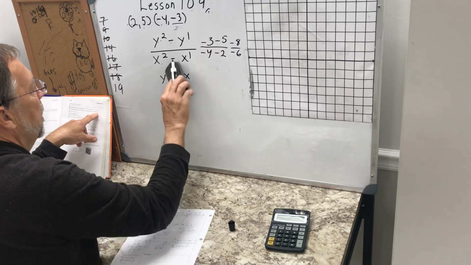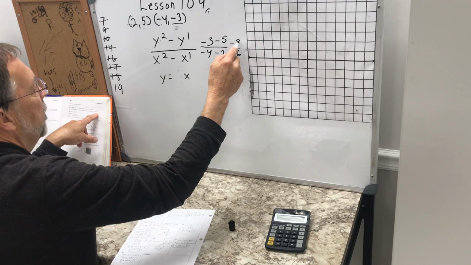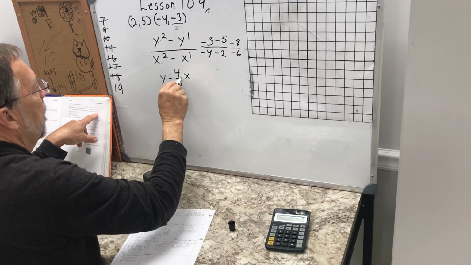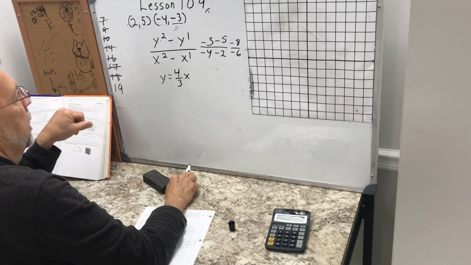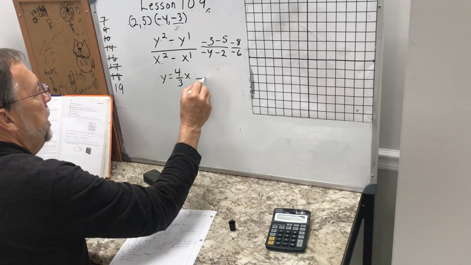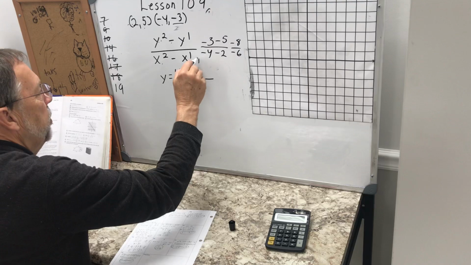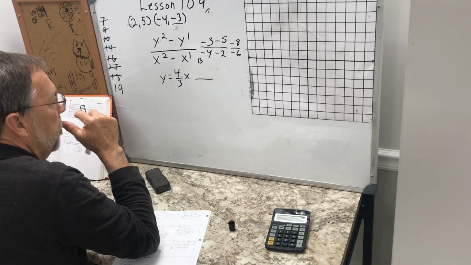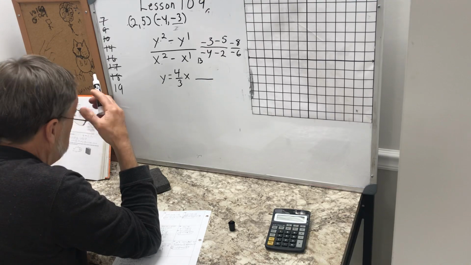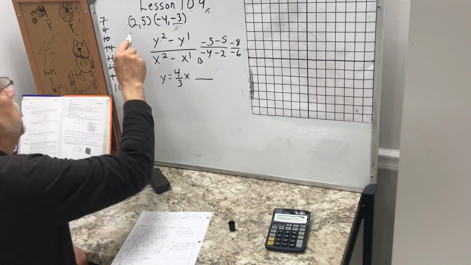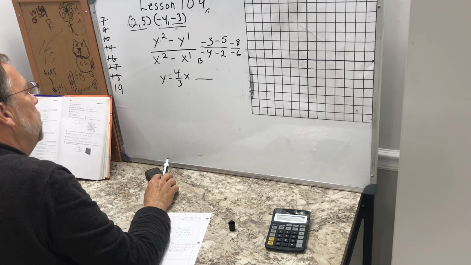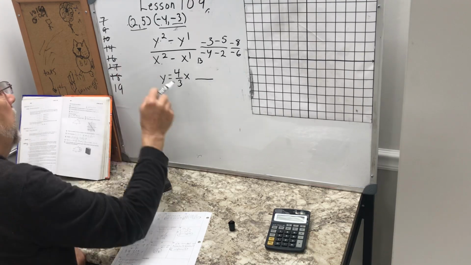Sorry, that was not right. To reduce this down, it's going to be 4 over 3. Okay, now what we don't have is the B position. Remember, we call this the B position. We have the slope. Let's see how we can get that. What we can do is go back up to the top and choose either this set or this one and substitute. I like to do positive, so I'm going to do the positive set.